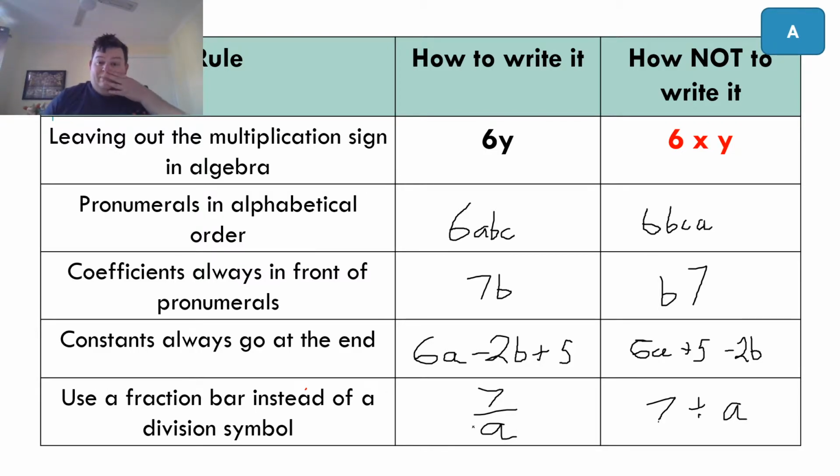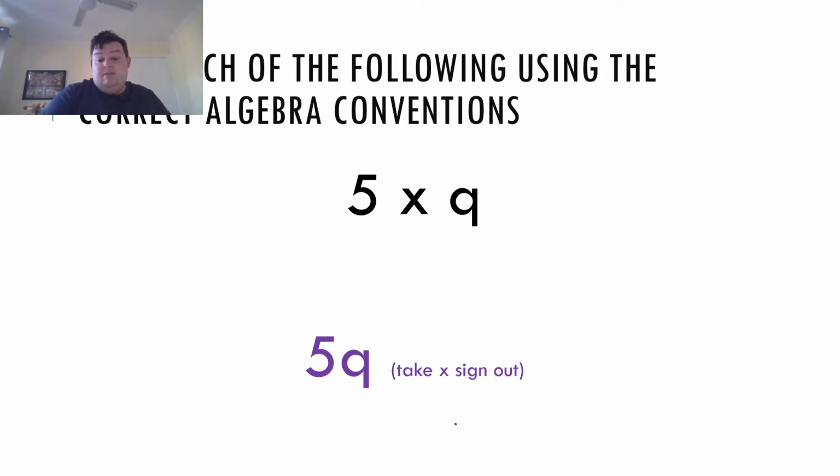Alright, let's have a couple of practice goes. Take a second to write down these rules, and let's see if you can figure out the right way to write these. Pause this if you need more time. 5 times q. Well, hopefully you figured out that you need to get rid of the multiplication symbol and make it 5q. What about b times 7?